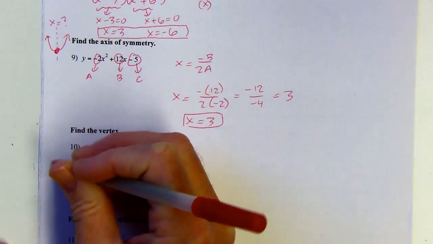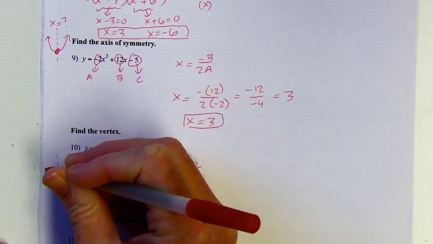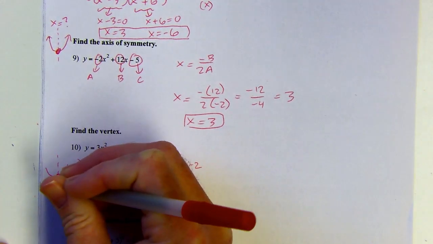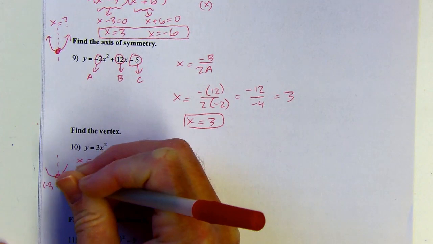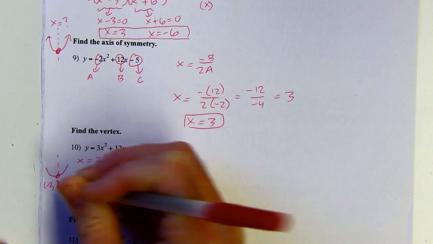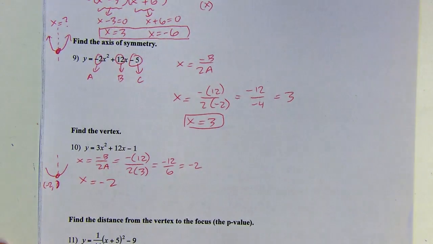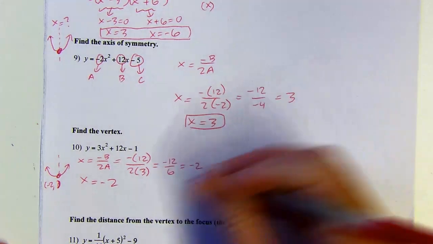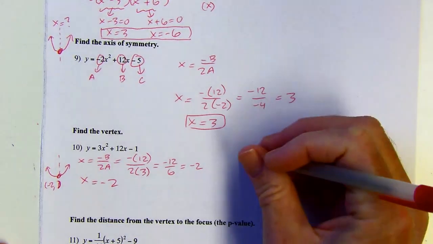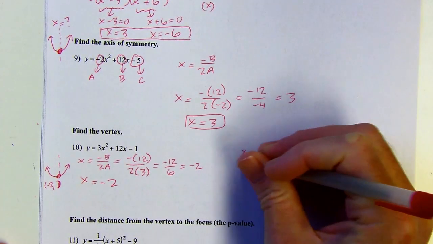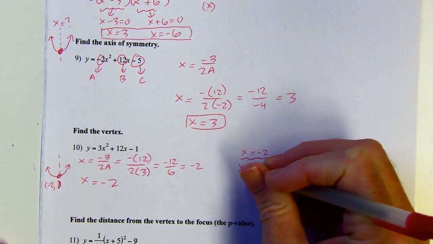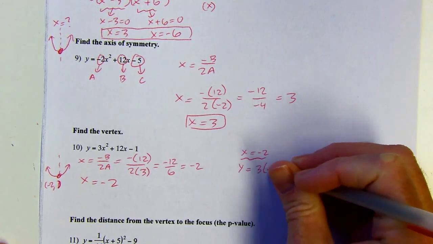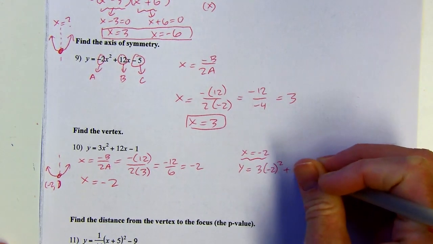So now I know this is going to be negative 2, something, right? I just need to figure out what the something is. So what I can do now is find the y that goes with this. So if x equals negative 2, let's find the y that goes with it. I go back to the original equation, and I'm plugging in negative 2 for x.